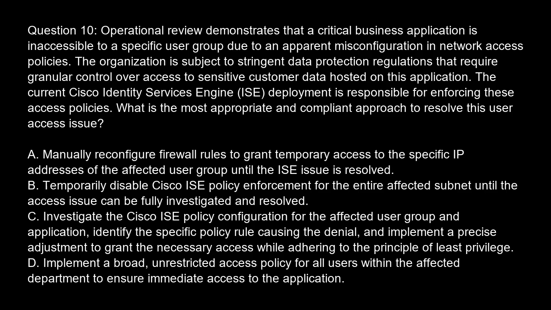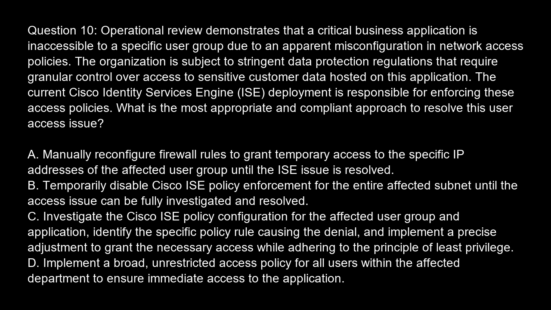Option A. Manually reconfigure firewall rules to grant temporary access to the specific IP addresses of the affected user group until the ISE issue is resolved. Option B. Temporarily disable Cisco ISE policy enforcement for the entire affected subnet until the access issue can be fully investigated and resolved.